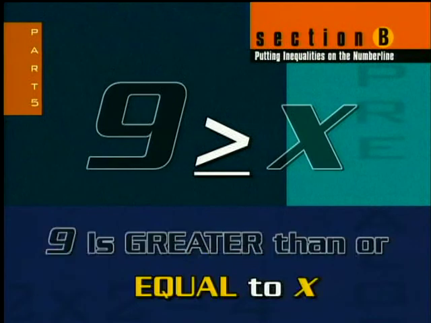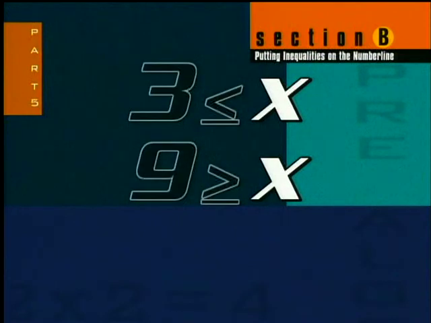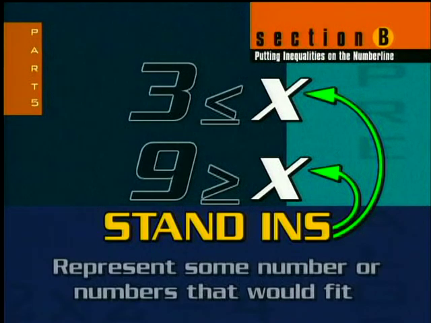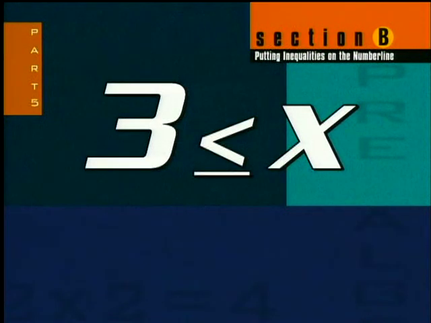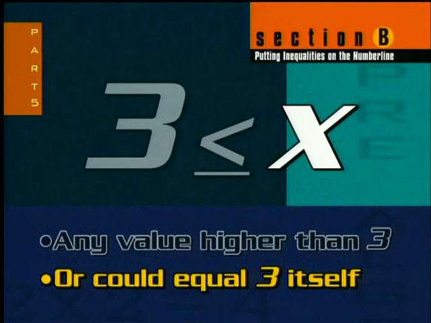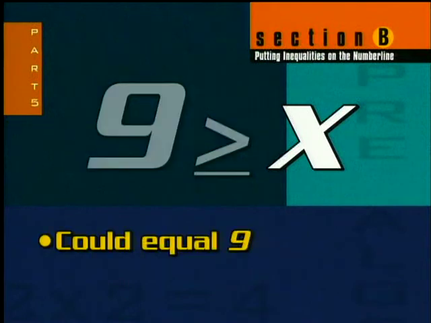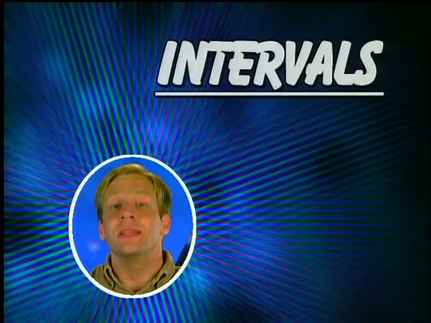you might be noticing that we really haven't dealt with the x's before. But at this point, just know that these x's here are like the other letters we've seen. They're kind of like stand-ins. They simply represent some number, or numbers, that would fit correctly into our mathematical statement. So in our first inequality, x could have any value higher than 3, or x could equal 3 itself. In our second inequality, x could equal 9, or anything less than 9. Alrighty then. With that knowledge under our belts, let's talk about intervals.